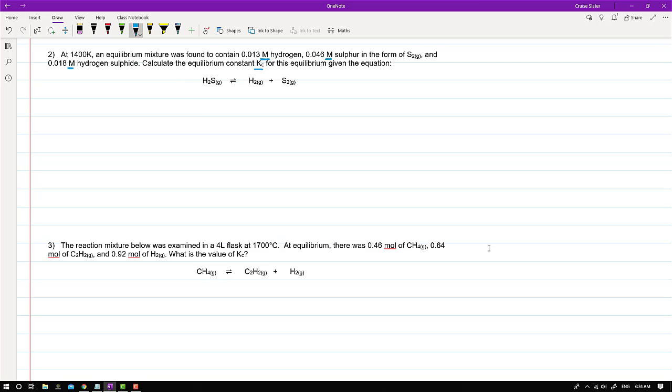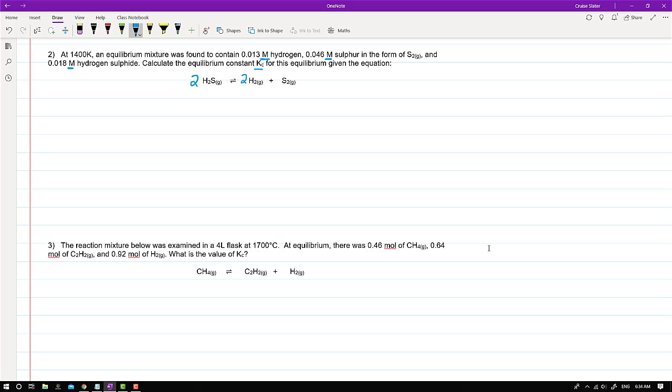Okay, so let's check. Is the equation balanced? H2S is in a reversible reaction with H2 plus S2. I can already see that the sulfurs are unbalanced. So let's put a 2 in front of H2S. That gives us 2 moles of sulfur, and over here we have 2 moles of sulfur. Then we have 4 moles of hydrogen, and I need to get 4 moles over here. I can do that really quick by just putting another 2 into the equation.